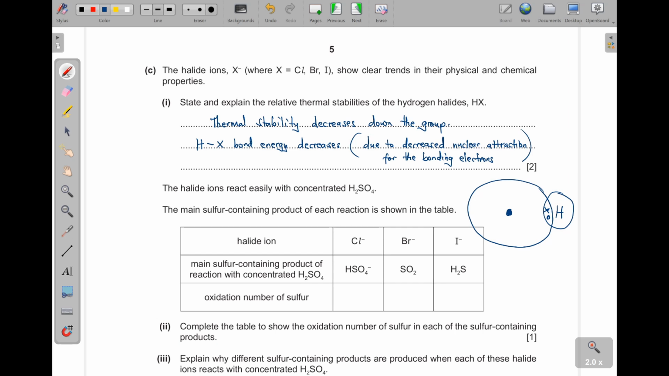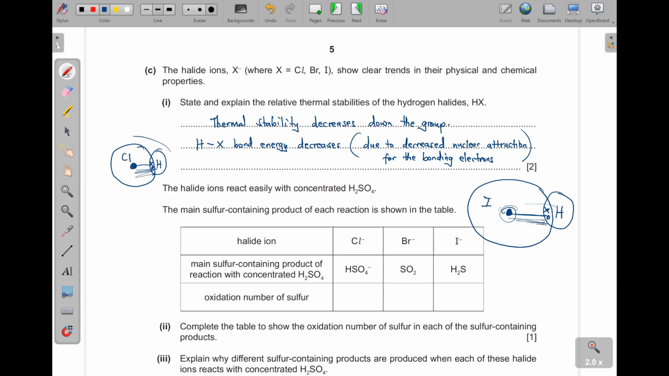Then we have chlorine, which is smaller in size, so the nucleus is nearer here. So this is chlorine, and here you have iodine. The distance between the nucleus here and the bonding electrons is far bigger than the distance here. You see that? Since this distance is far bigger, the attraction between this nucleus and the electrons here is weaker than the attraction here.